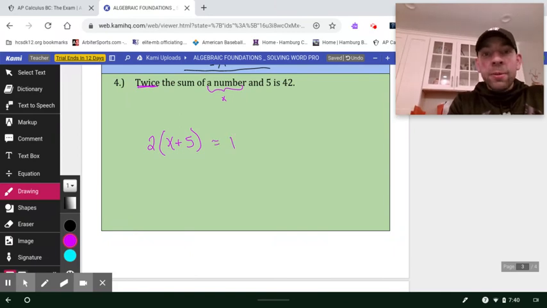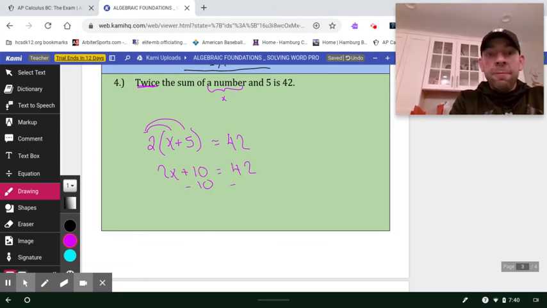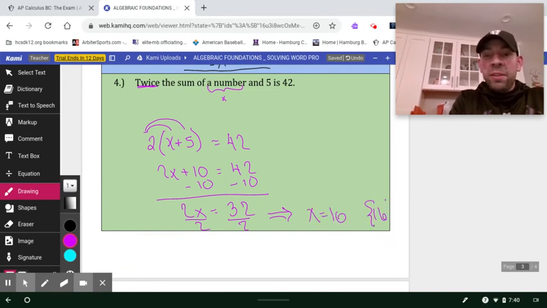And that's going to equal 42. So I'm going to go ahead and distribute the 2 to make 2x plus 10. We're going to subtract 10 from both sides. You get 2x equals 32. It's all about the process. It's all about the habits we're creating. And I think that's going to make x equals 16. So our solution, we believe, is 16.